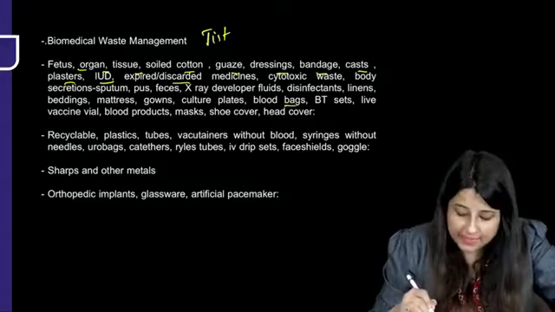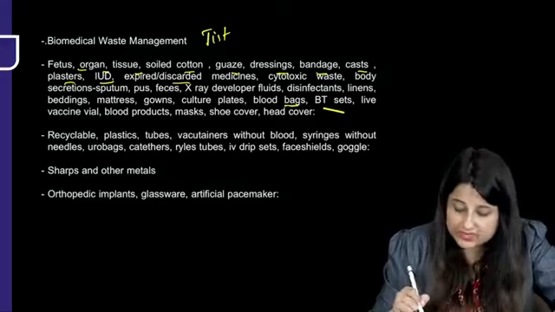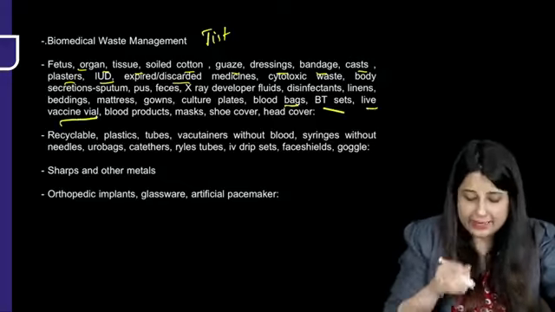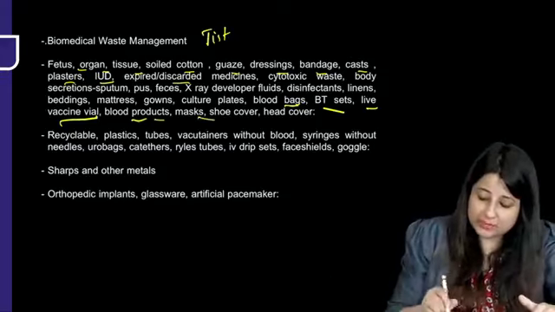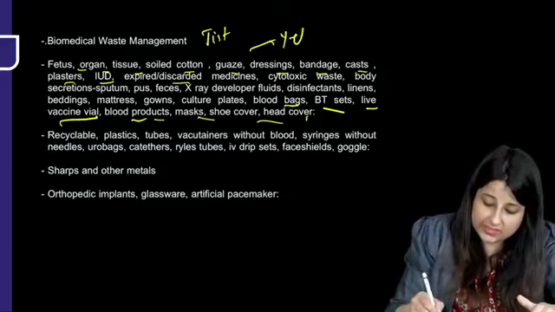Blood bags, very important. Blood transfusion sets, live vaccine vials. But if nothing is written, then the vaccine vial goes into blue. Blood products, mask, shoe cover. All of this is going in yellow.